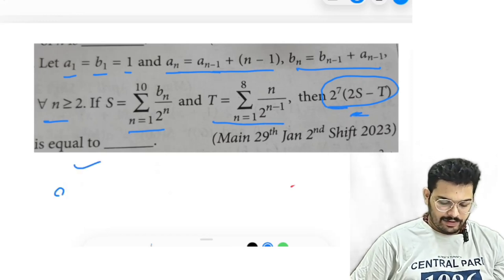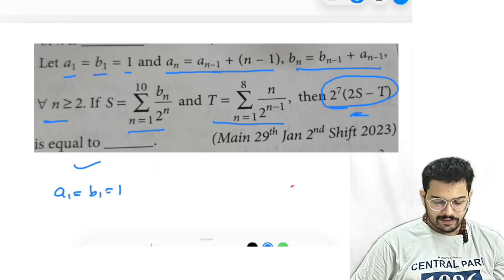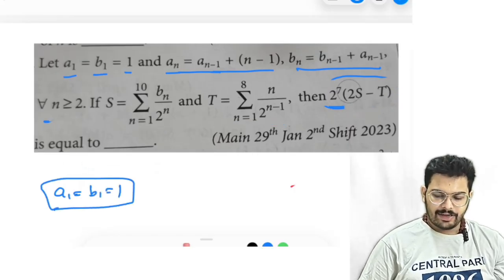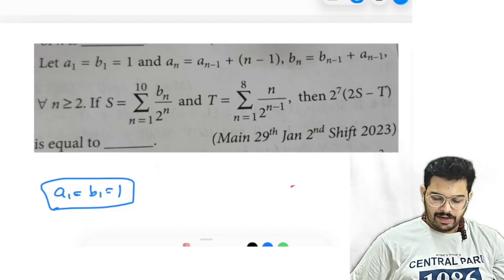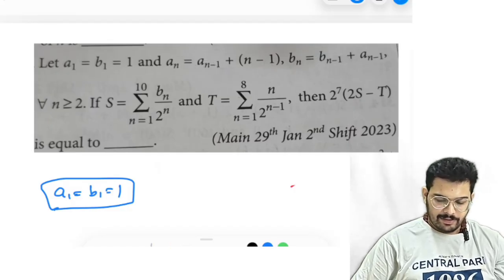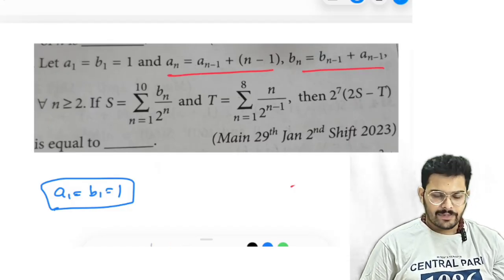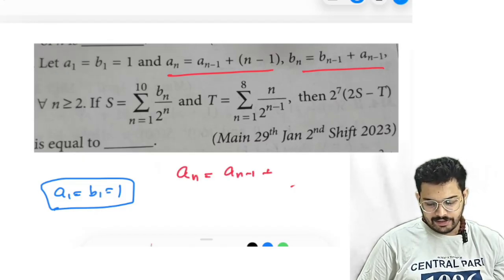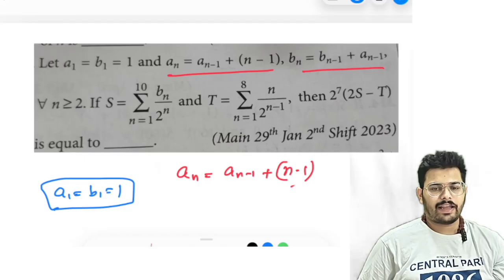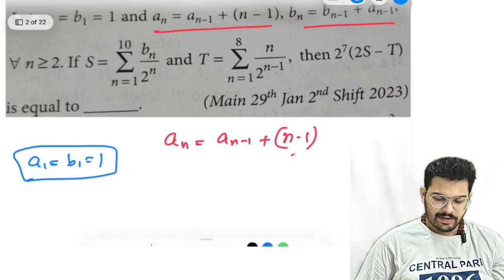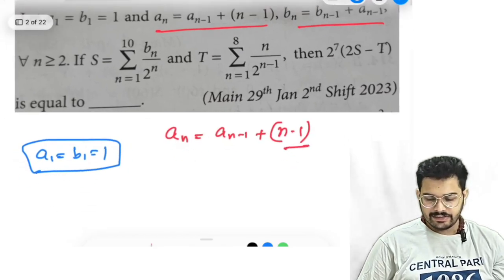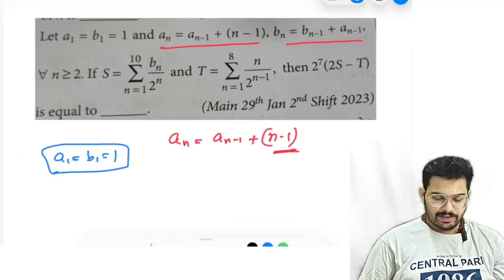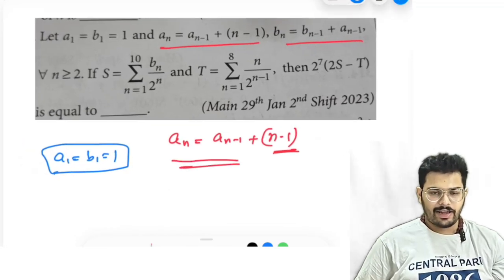First of all, a1 equal to b1 which is equal to 1 is already given. Now we need to separately find the relation for each term an and bn. First of all, an is given as an minus 1 plus n minus 1. We can find the general term of an in 2-3 ways, and I am choosing one of the methods.